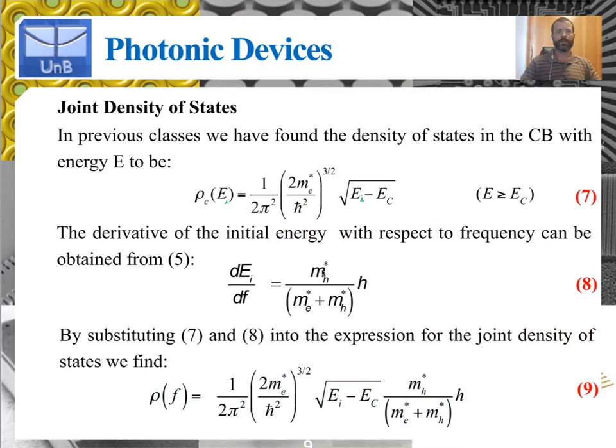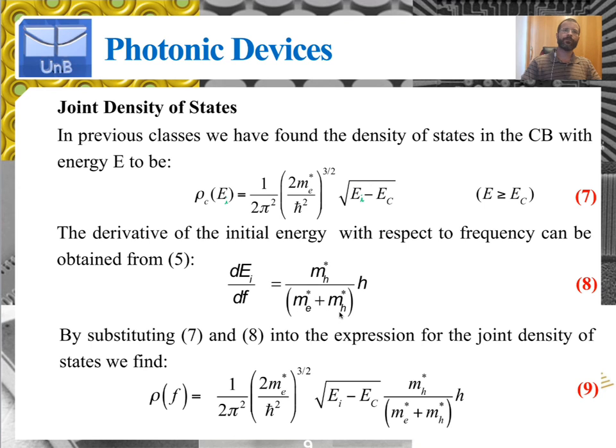And now sometimes I've been using m_h or m_v, but for the same thing, which is the effective mass of holes in the valence band, and also m_e* or m_c* for the effective mass of electrons in the conduction band. Okay, so these are the same.